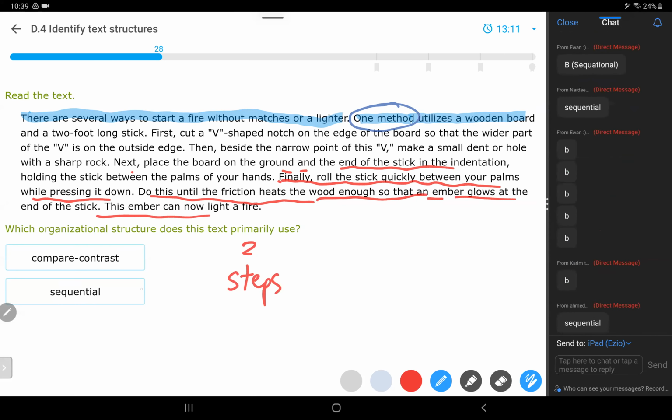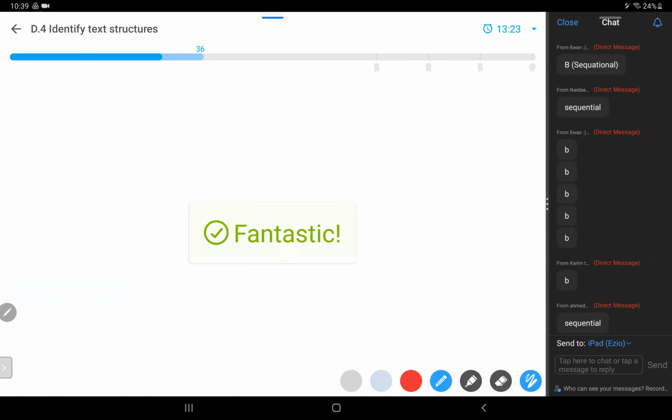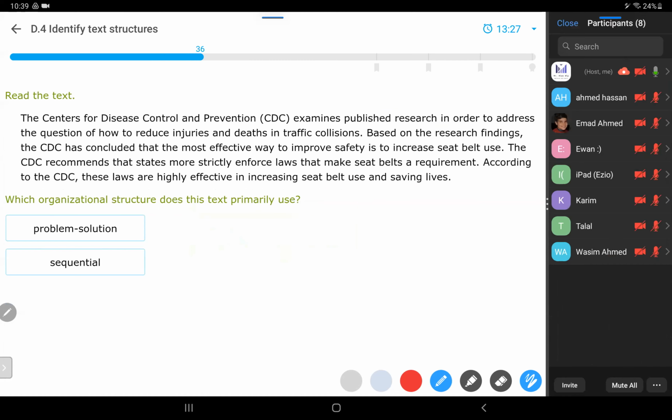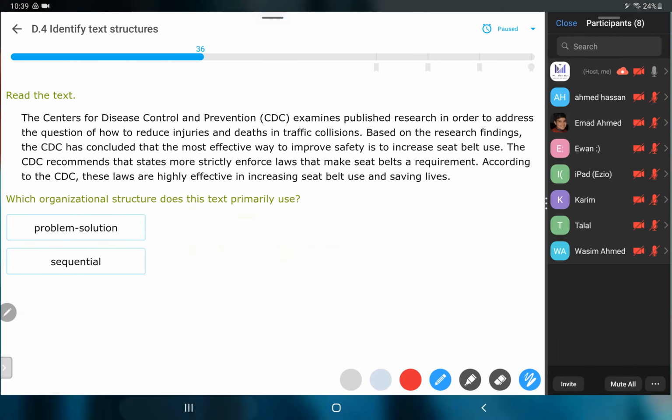Okay, so as you can see, it's some kind of steps for how to make fire using one way. One of the methods of how to make fire without a lighter or something. So good job. So now, what will we do together now?